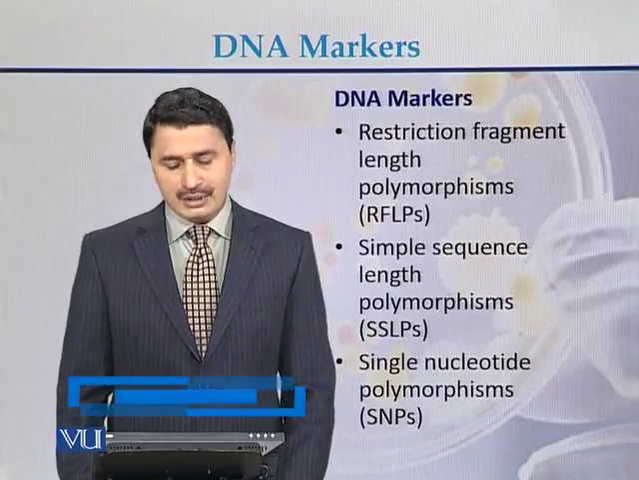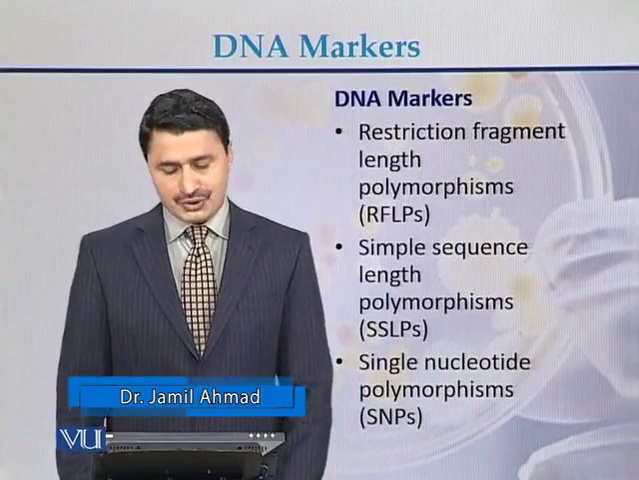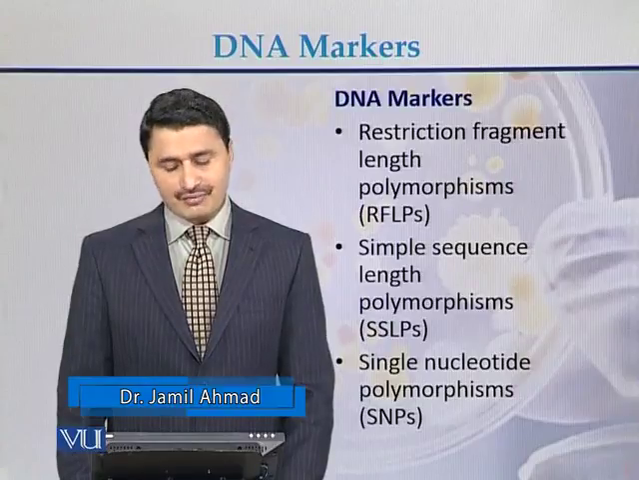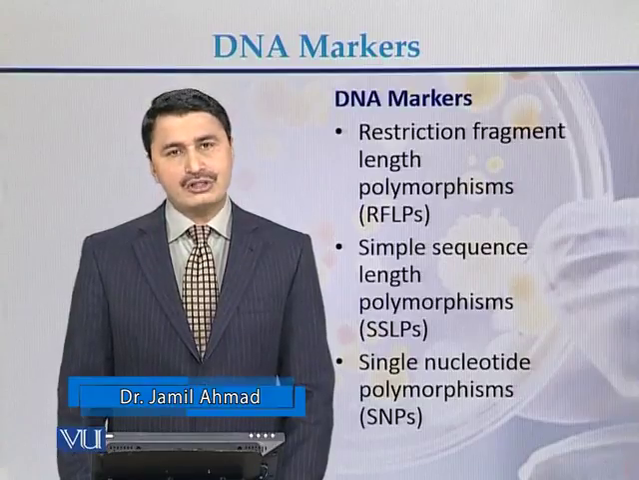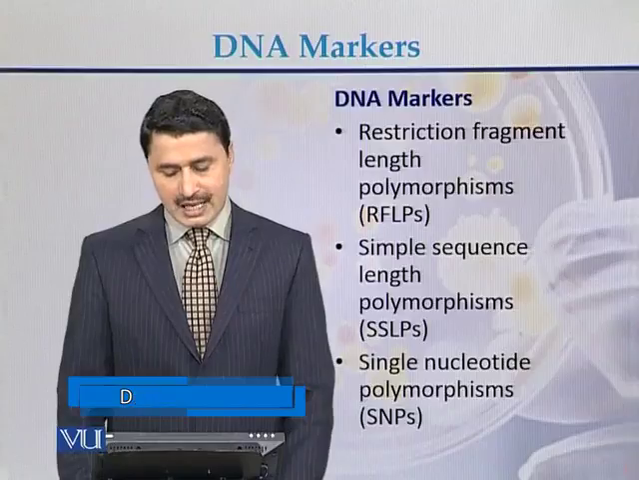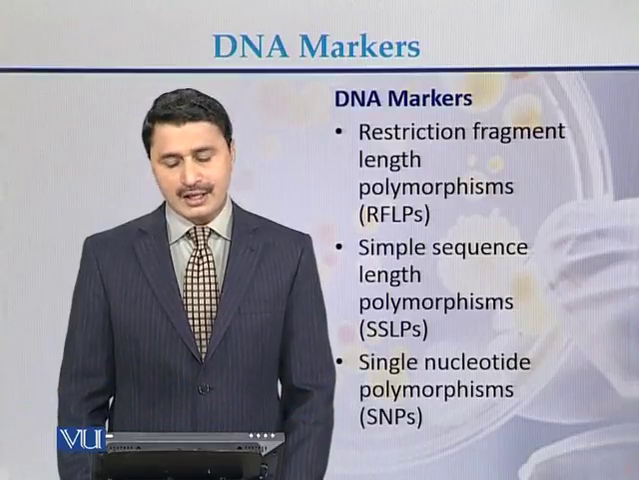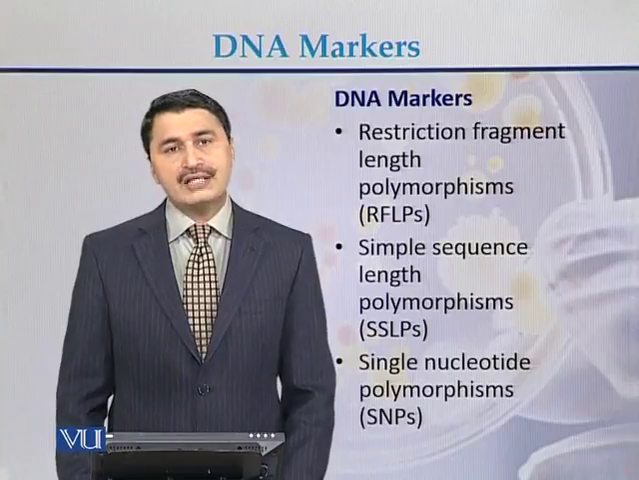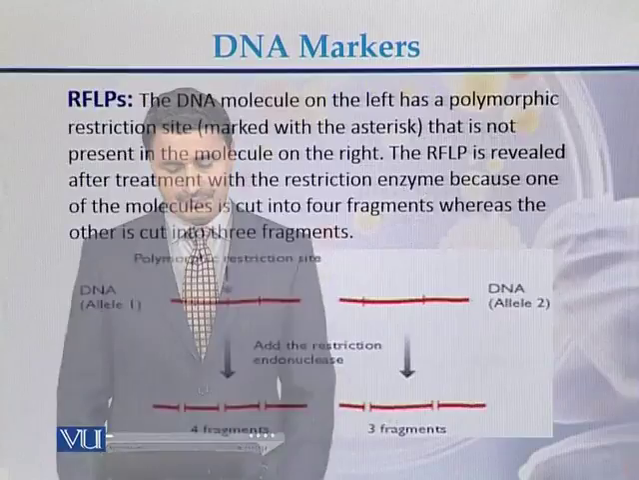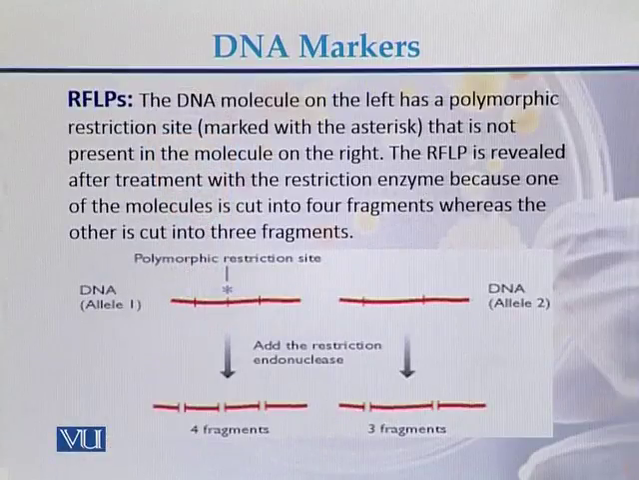These are the common DNA markers which are used: restriction fragment length polymorphism, simple sequence length polymorphism, and single nucleotide polymorphism, which are used as DNA markers for the genetic mapping of the genomes. This is an example of RFLP.